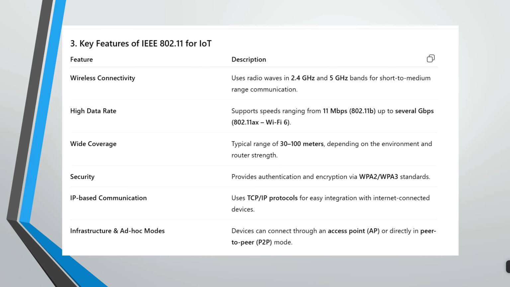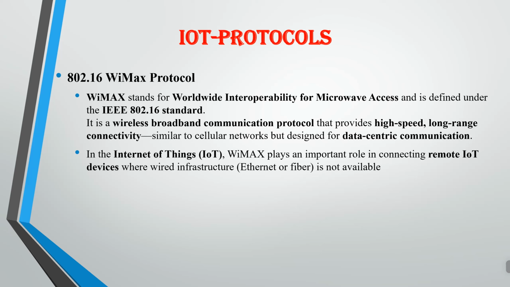Basically, it's a wireless protocol. Now we have one more protocol called 802.16. It's the WiMAX protocol. WiMAX is Worldwide Interoperability for Microwave Access, and it's defined by the standard 802.16. It's a wireless broadband communication protocol working at high speed, covering long-range connectivity and similar to cellular networks.